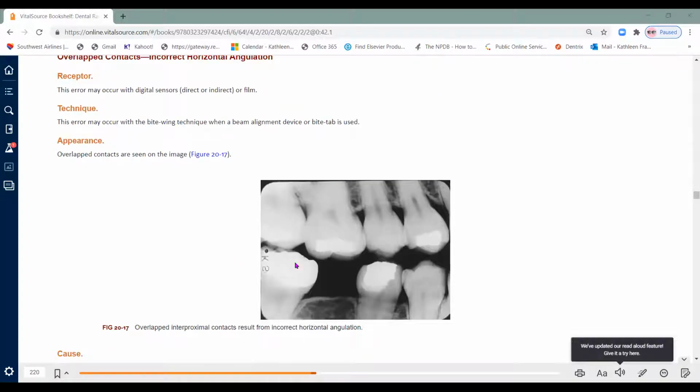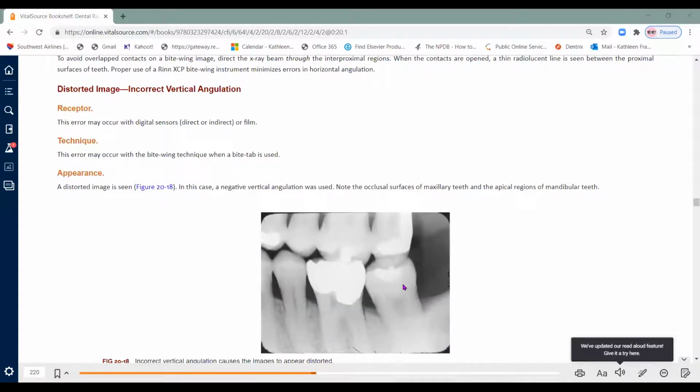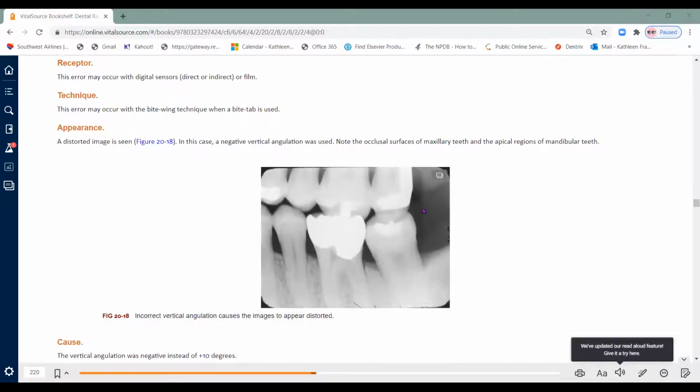Again, here we have overlapped contacts. So if this is a molar shot, either way, it's not getting all the molars. And if this is a premolar shot, we barely have the mesial, but we have overlapping contacts. Distorted, we had too much angulation from the bottom, and so these teeth look all stretched out.